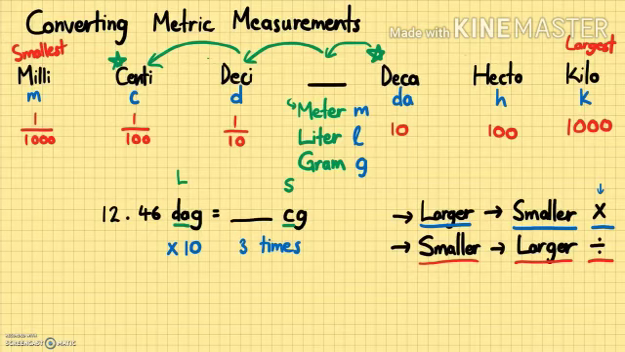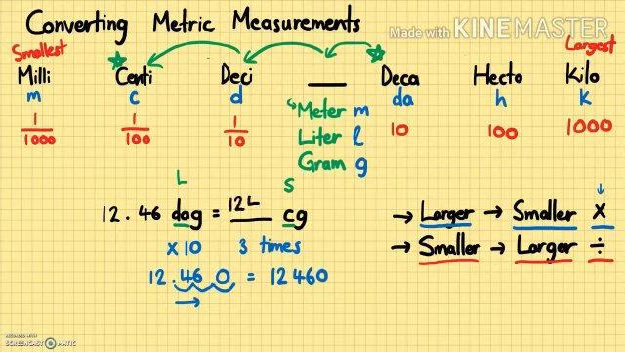That is, we have to multiply by 1000. If you are multiplying a decimal number by 1000, the decimal point will move right 3 places. So 12,460 is our answer. Hence, 12.46 decagrams is equal to 12,460 centigrams.